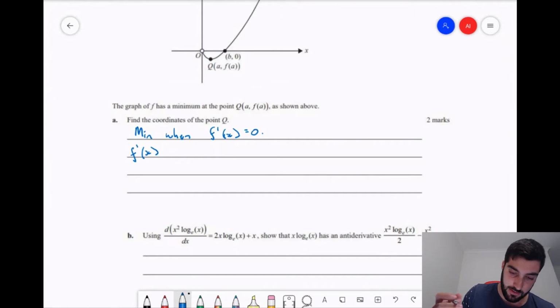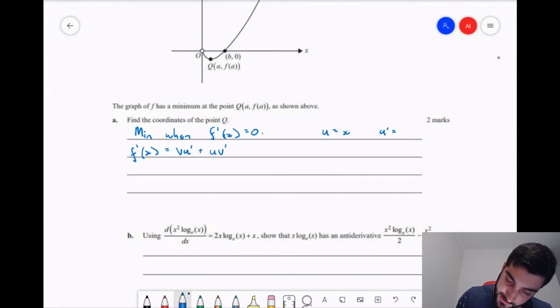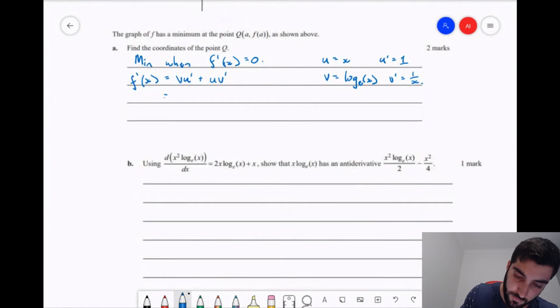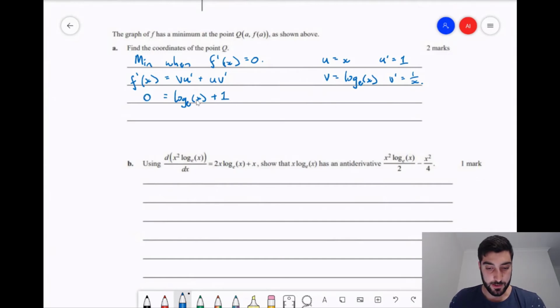Okay, f dash of x is equal to u dash v plus u v dash, where u would be the first term, x, u dash is its derivative, would be 1, v is obviously the second term, log e of x, and its derivative would be v dash, which would be just 1 on x. So if you go ahead and you substitute that in, you'll get log e of x times 1 plus x times 1 on x. So x times 1 on x is also just 1. So doing that, we've got log e of x plus 1, and we said before that's when this derivative is equal to 0. So now we just need to solve for x.